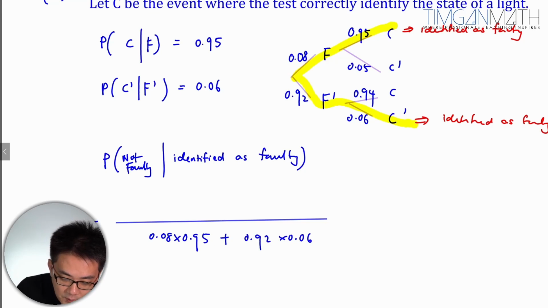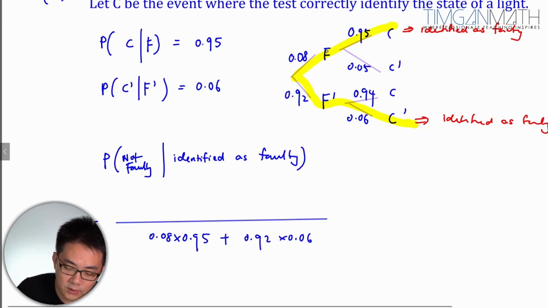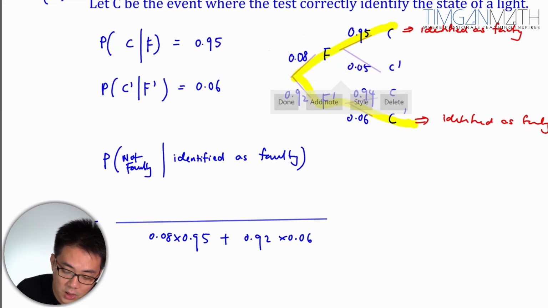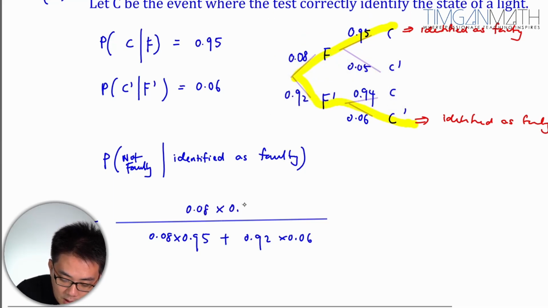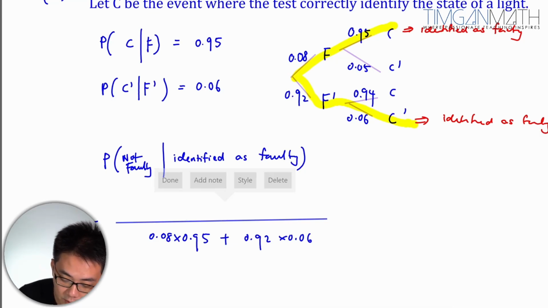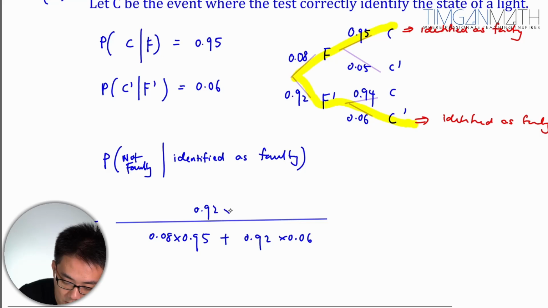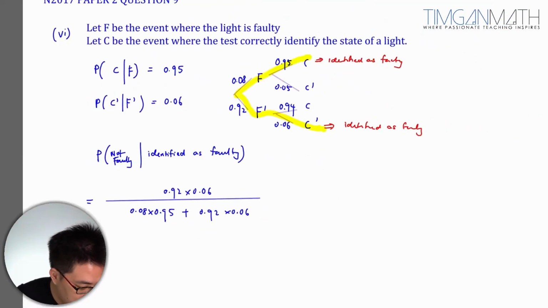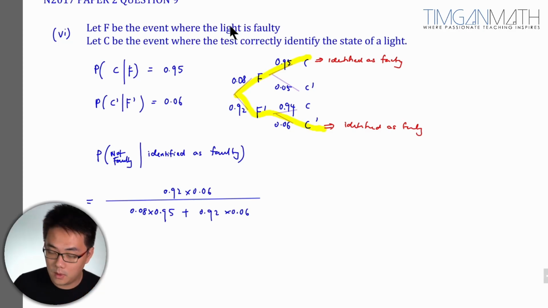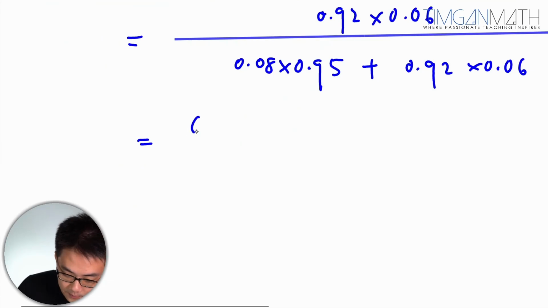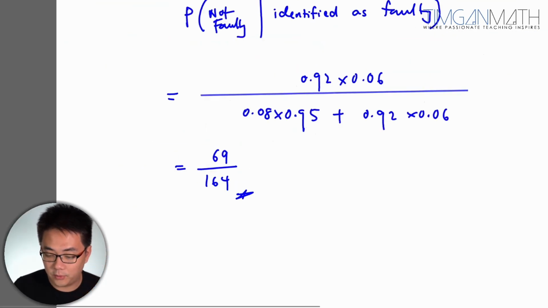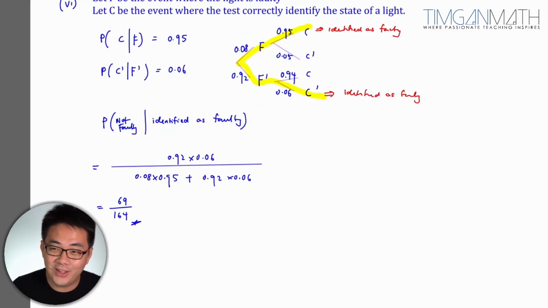Then you think about not faulty and identified as faulty, which is this branch. Out of these two branches, this is the only branch you are talking about, not faulty, F prime. So 0.92 times 0.06, divided by 0.08 times 0.95 plus 0.92 times 0.06. So this case here would be 69 over 164. This is how you do this question proficiently. Any questions, please do let me know, okay?